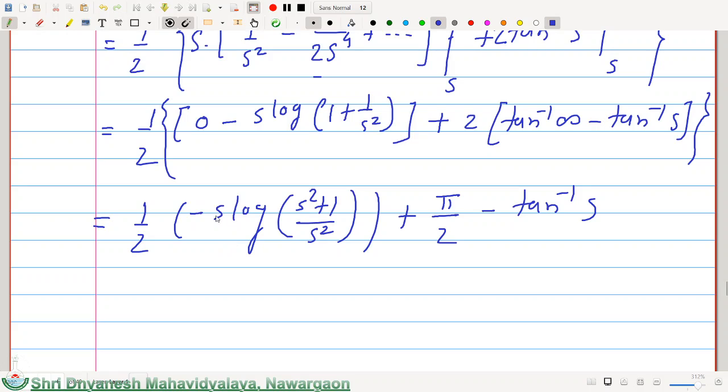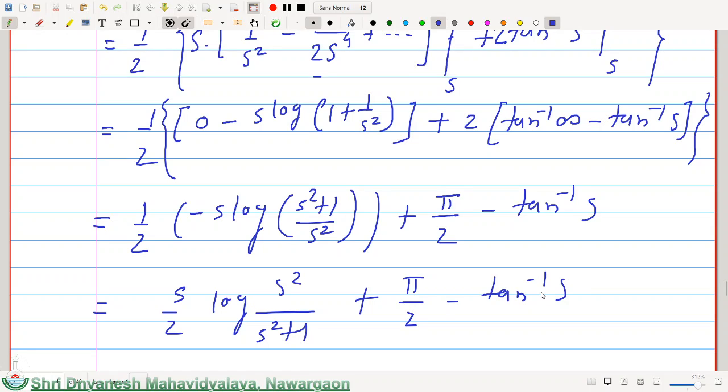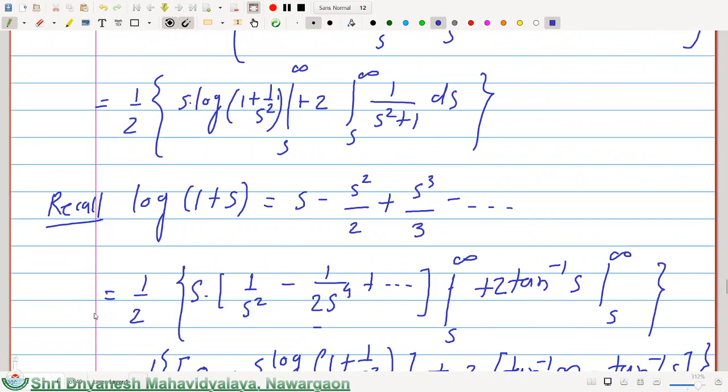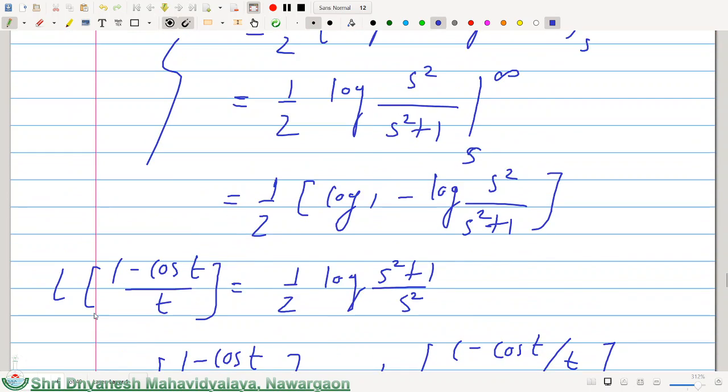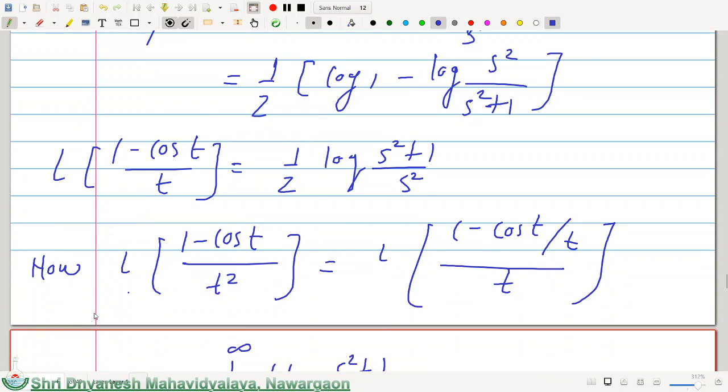Now you take this minus 1 into the power of (s square plus 1) upon s square. You will get s upon 2 log of s square upon (s square plus 1) plus pi by 2 minus tan inverse s. So this is your final answer, that is the Laplace transform of (1 minus cos t) upon t square.